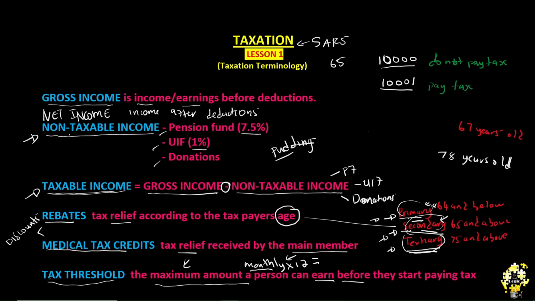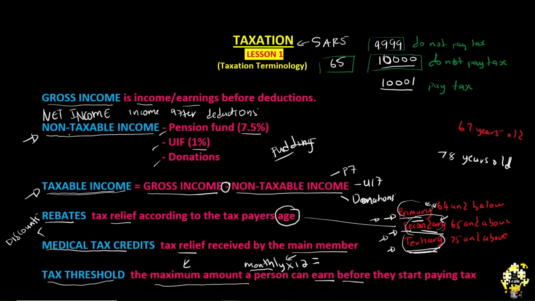How about someone who earns 9,999? Well, they also do not pay tax. So you see how it works. If what has been given to you is 65 years old and below, and the amount on the tax threshold is 10,000, it simply means that people who are 65 years and below who earn 10,000 don't pay tax. But people who earn more than that 10,000 pay tax. People who earn exactly the tax threshold amount and below do not pay tax.